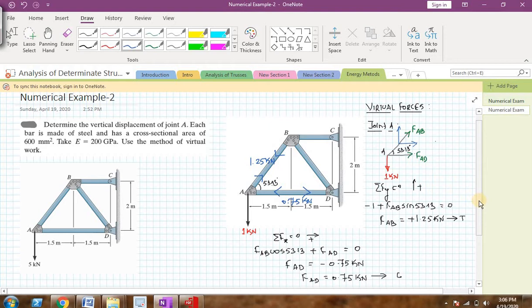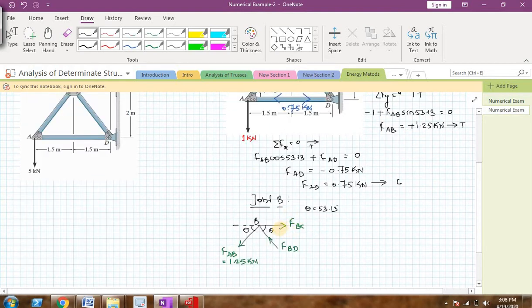So let me draw the free body diagram of joint B. Okay, I have drawn the free body diagram of joint B. So the force in the member AB is already known to me, which is tensile of 1.25 kilonewton, and the force in the member BC I am assuming tension, and the force in the member BD I am assuming as compression. So these angles I will call theta, and both of them are equal to 53.13. So let me start with applying the equilibrium equations.